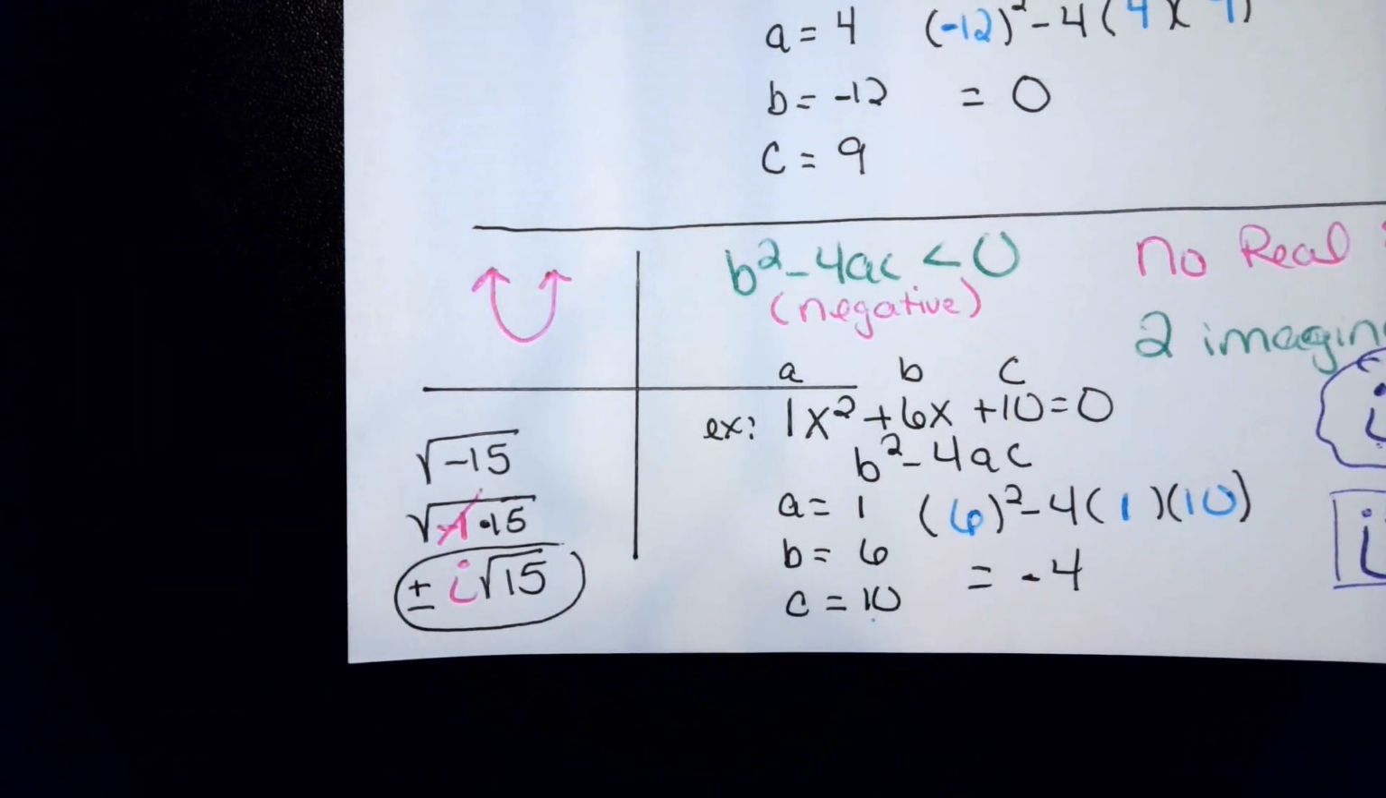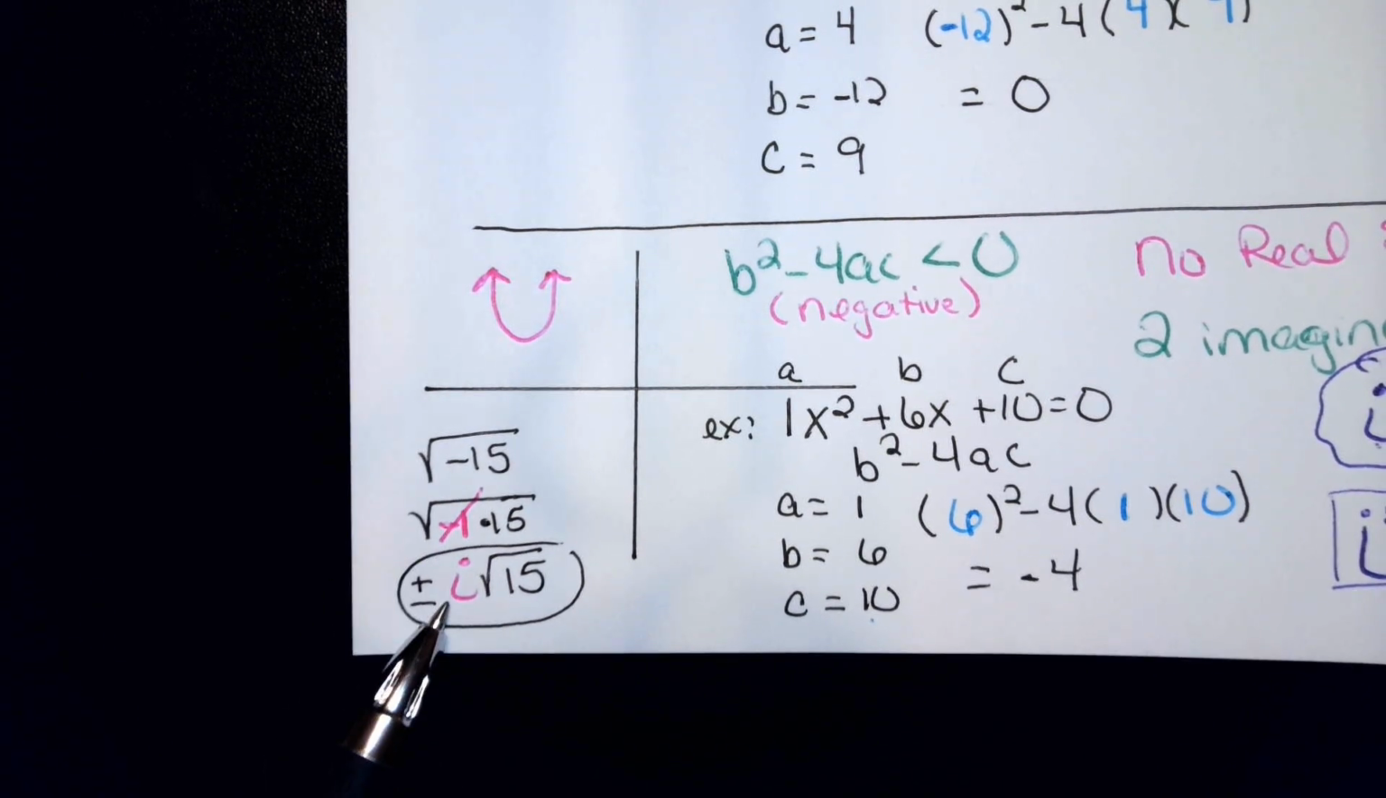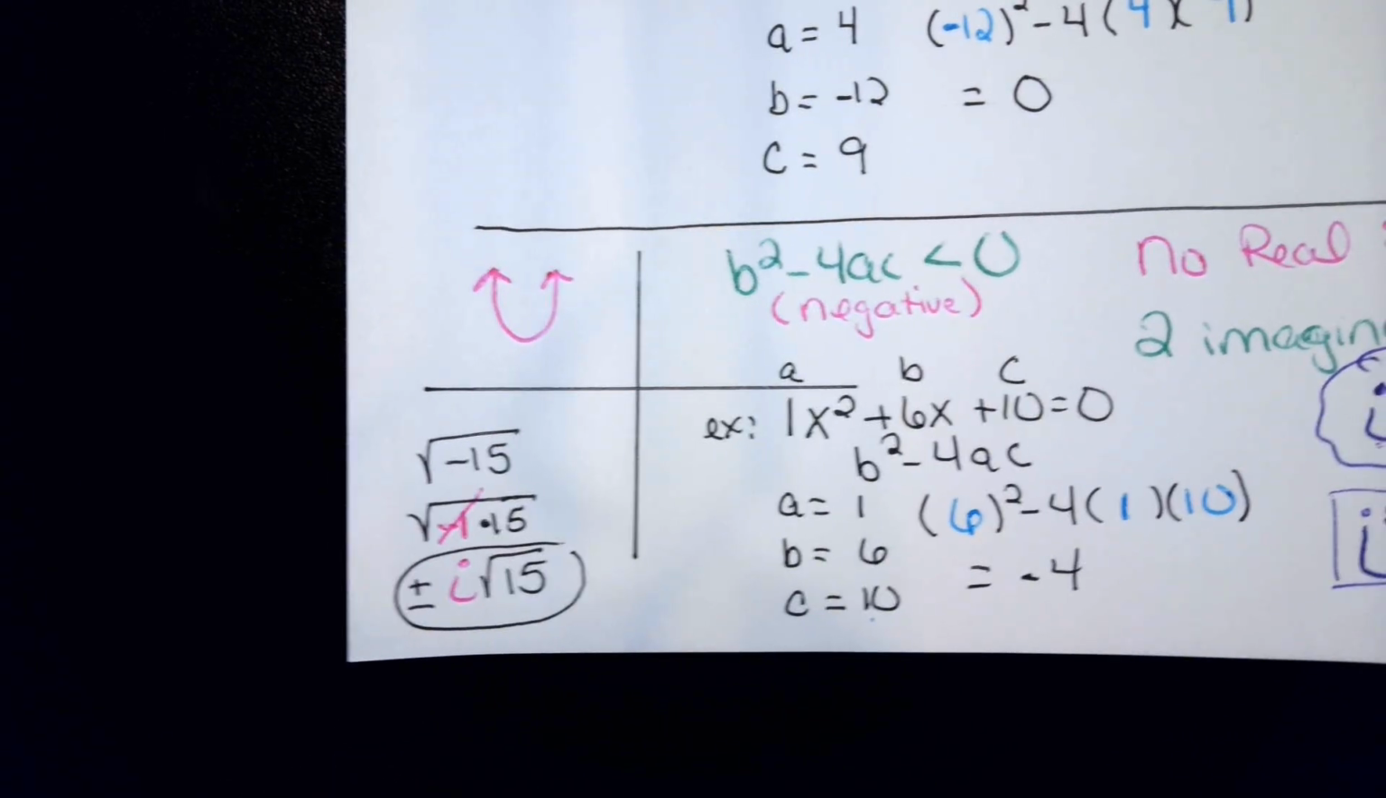So basically, just to put it in a nutshell, whenever you have a negative under the radical, it's always going to come out as an i. And then you just focus on the number itself and see what you do with that number.